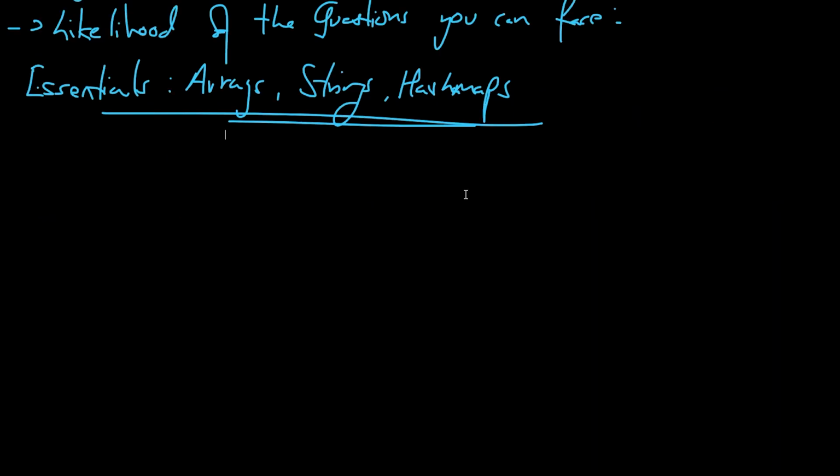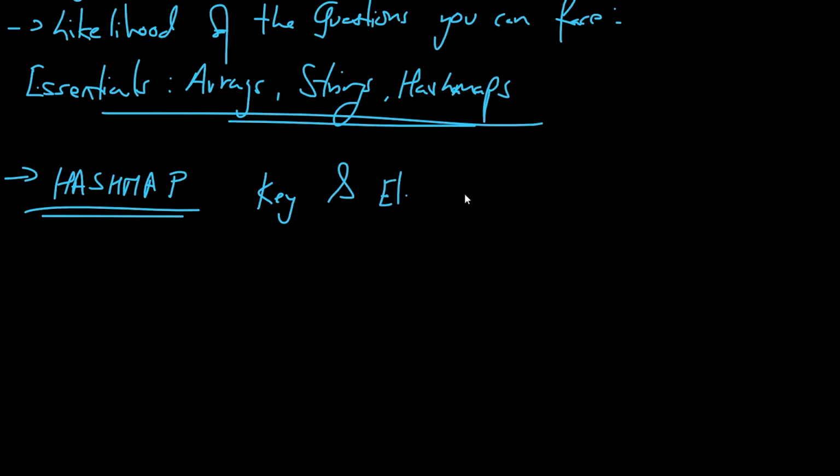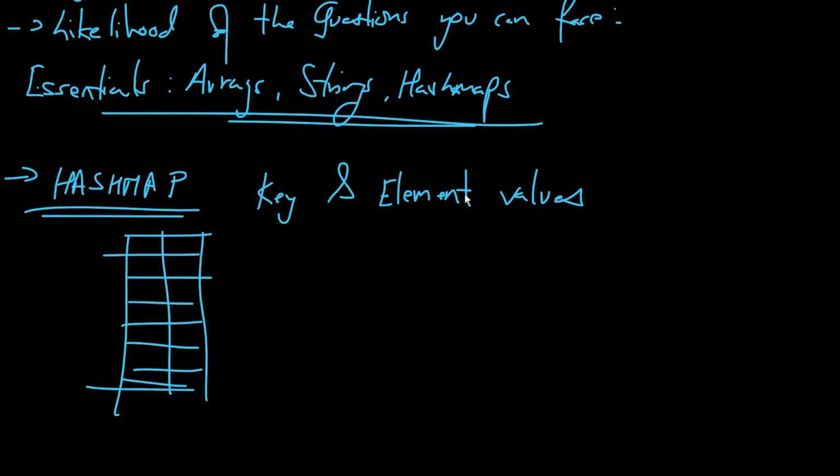Now let us start by looking at its structure. A Hashmap is a data structure which works with key and element values. It looks something like this. Here you will have keys, key 1, key 2, key 3 and so on, and here you will have element 1, element 2 and so on. All of these keys are unique and they are mapped to every single element in the form of hash.